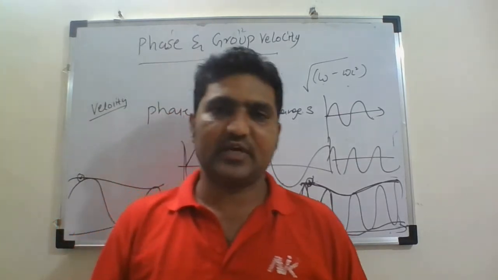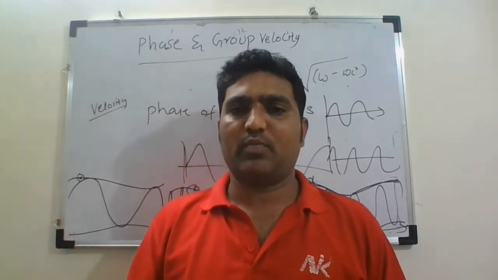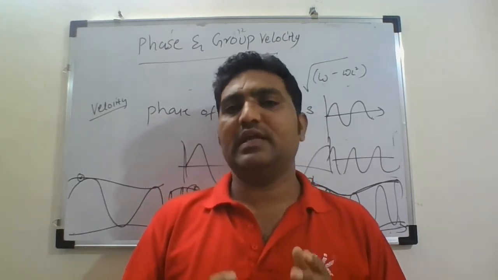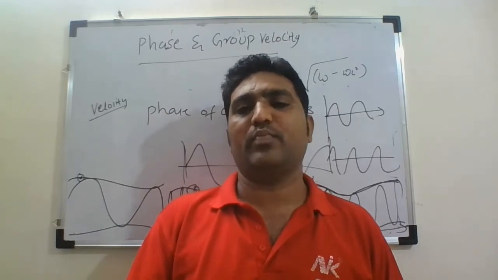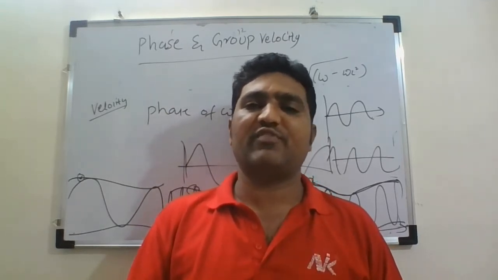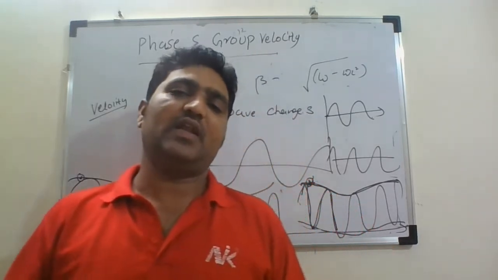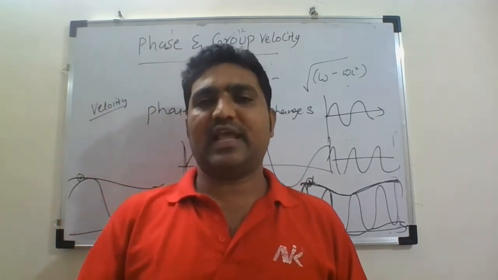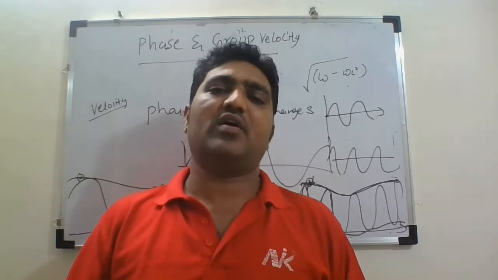There is no difference at all, right? And we will not get any problem. But whenever beta is a non-linear function of the frequency components, then we will get phase and group velocities to be different. So that is the case which happens in the case of waveguides.